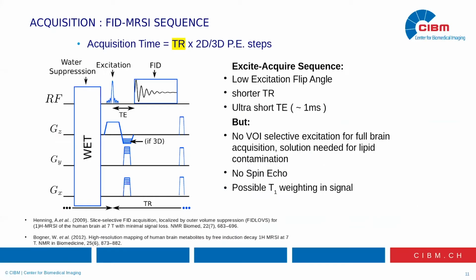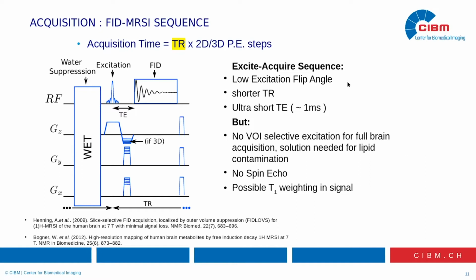So, a first way to accelerate the acquisition. Remember, I just told you that the acquisition time was the TR times the number of phase encoding steps that we need. If we can reduce the TR, we can already accelerate the acquisition, right? So the first way is to replace the spin echo sequence, the PRESS, STEAM or LASER sequence, with a faster acquisition scheme, that is an excite-acquire sequence. Excite-acquire means that the excitation pulse is right followed by the acquisition, and there is only some phase encoding taking place in between them.